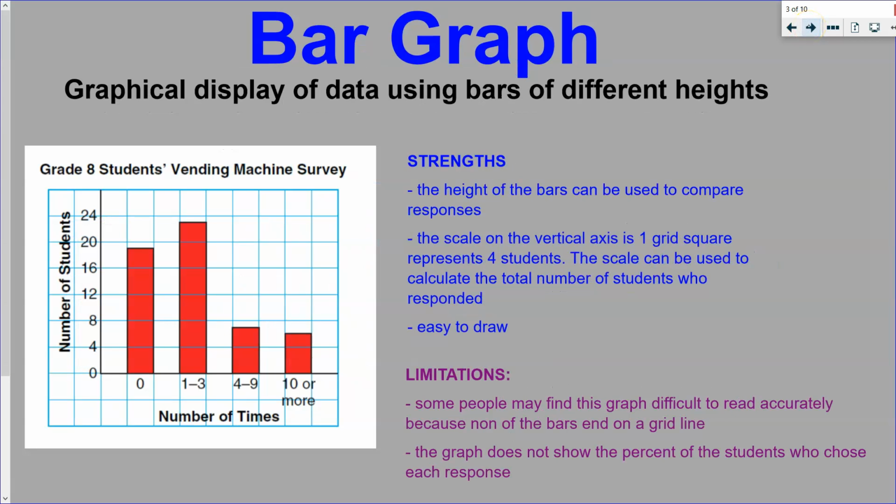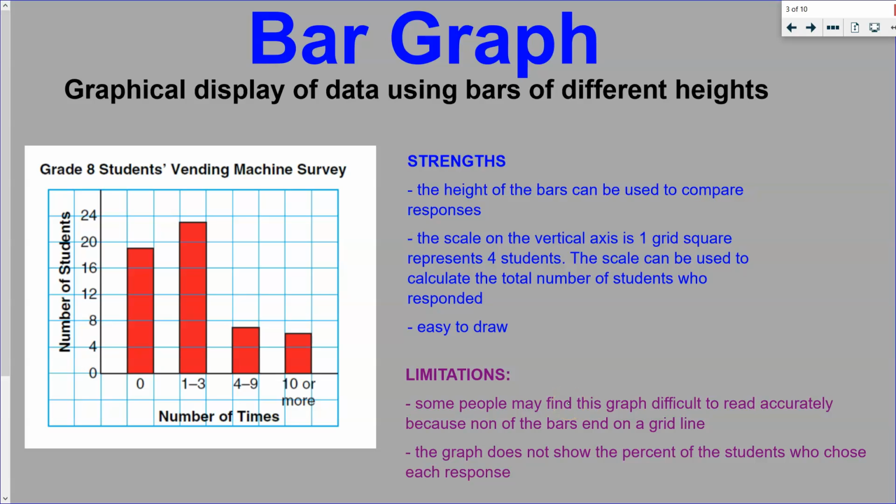Let's talk about the bar graph. It's a graphical display of data using bars of different heights. I want to be clear on something here. If these were side by side, there wasn't a gap in the middle, it would be called a histogram. So let's make sure our bar graphs do have that spacing in between. Again, nice title. Both axes are labeled. They're going up in increments that are equal on each one.